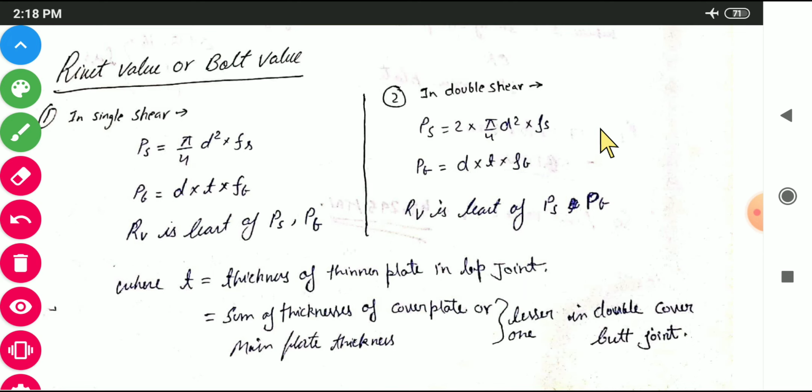Fine, so that is all for today. In the next lecture, we will be solving some examples on this rivet joint, which we have already seen in previous GATE exams or IES exams. So we will be doing that. So stay tuned for that.